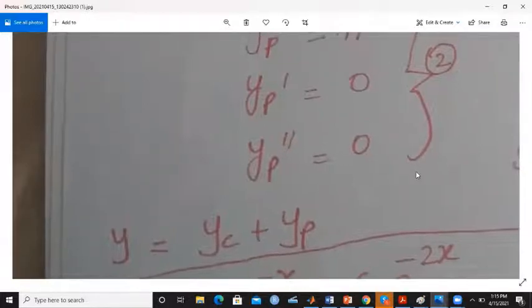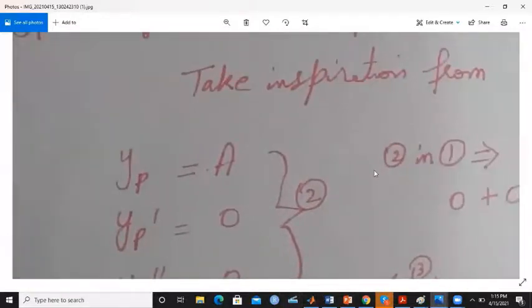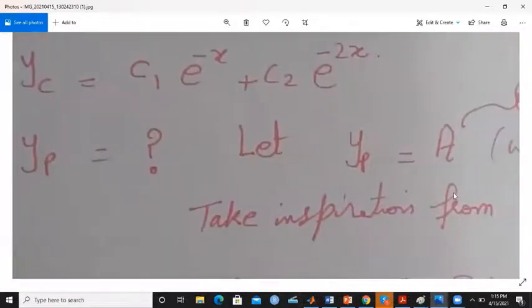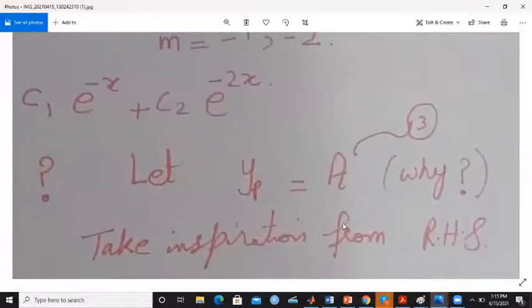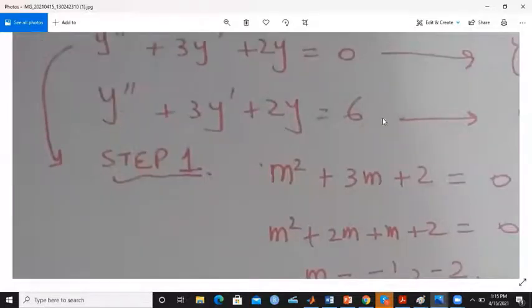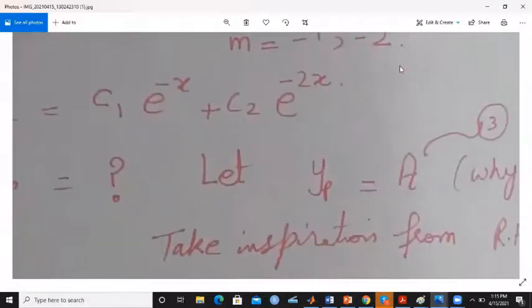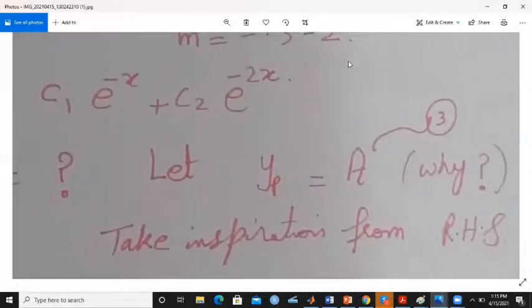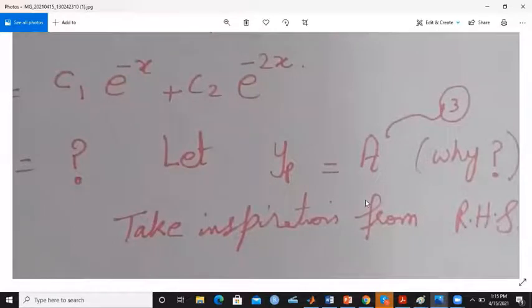Now I have obtained yc. Now I will work on yp. yp is the particular solution. Now, what is yp? This is the question. I will look at the given differential equation carefully. I see that I have 6 on the right hand side, a constant. So I will assume that the particular solution is a constant. I will say capital A is a constant. So I'm saying yp is equal to A, inspired by the right hand side of the given differential equation.